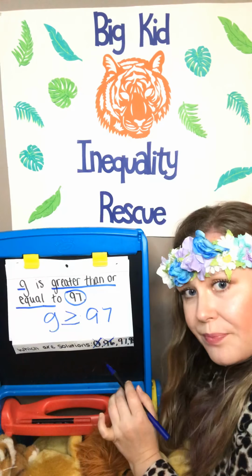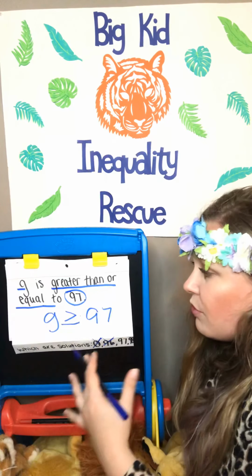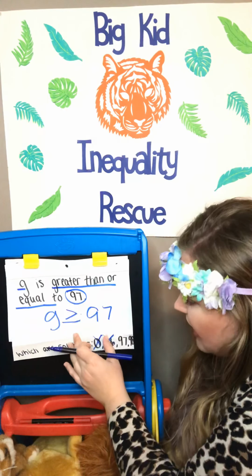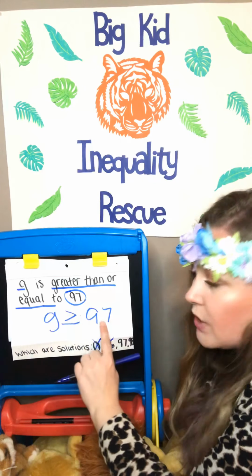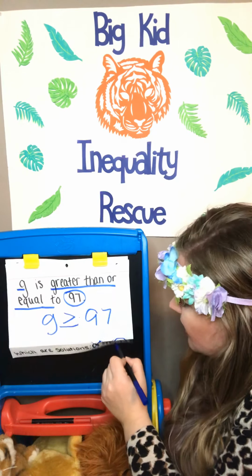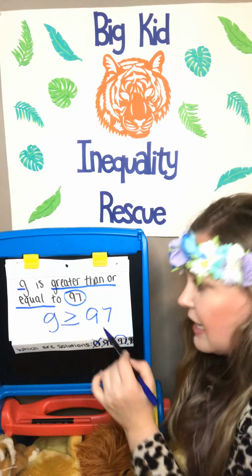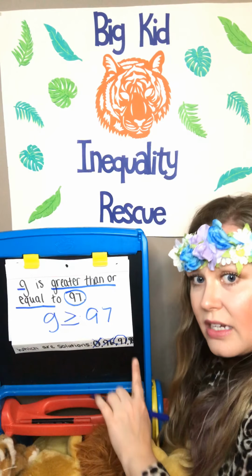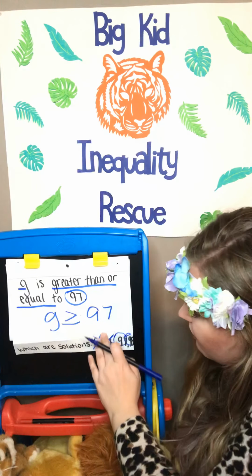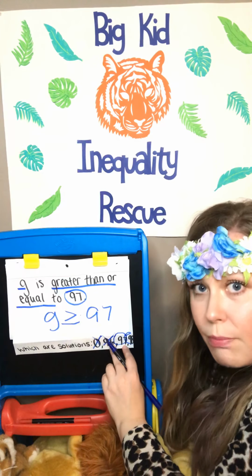Then I have 97. If I substitute it back in, and some of you may need to physically substitute in the values every single time to test, 97 is greater than or equal to 97. Well, it's not greater than, but it is equal to. So 97 does work as a possible solution. And 98 is greater than 97. So for the solutions I was given, 97 and 98 are both possible solutions.